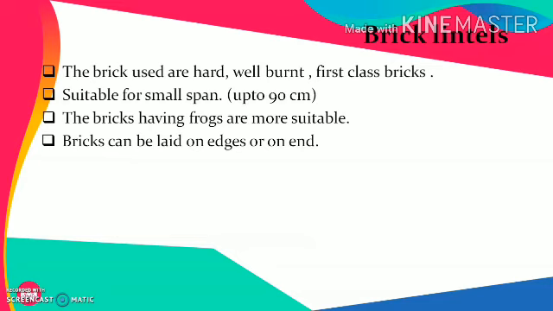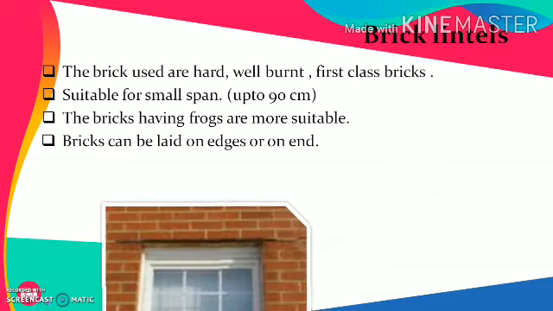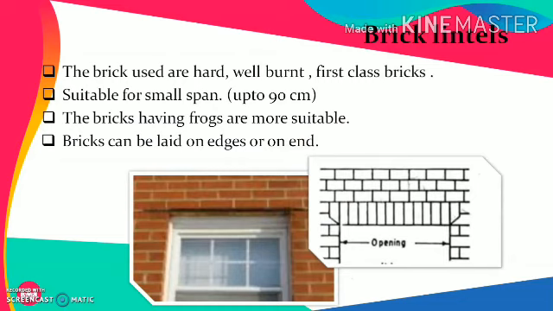Bricks can be laid on edges or on the end. So these two are the figures of brick lintels. In case 1, the colored figure, you will find that the bricks are placed as per the bond which has been formed by the surrounding structure. So the bricks are placed with their length horizontal, while in case 2 the bricks are placed in such a way that their length is perpendicular to the opening span.